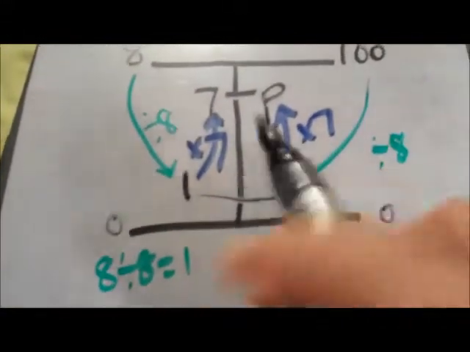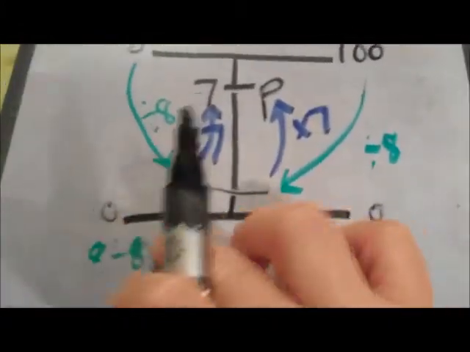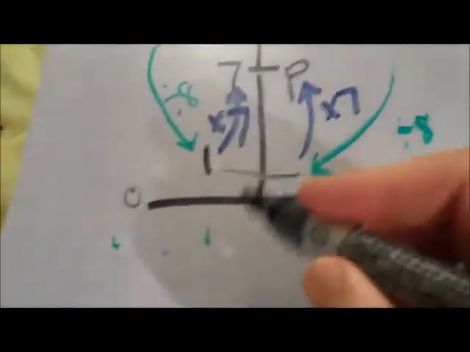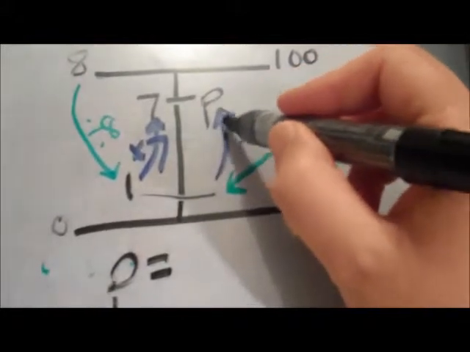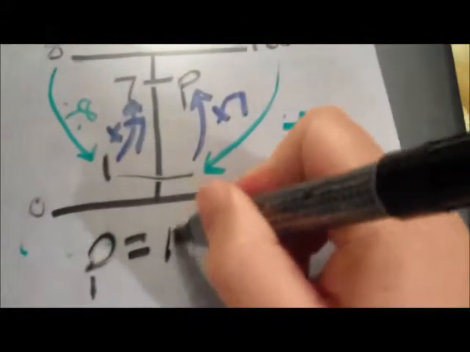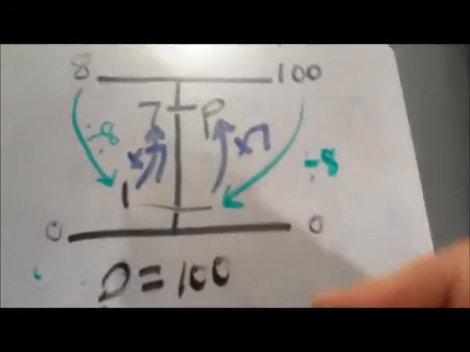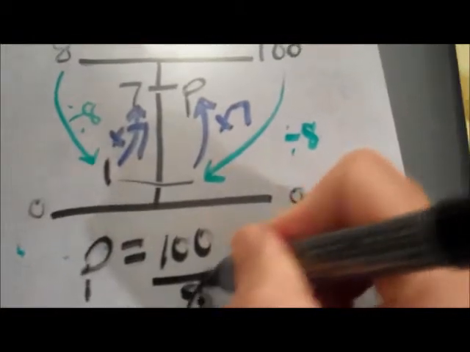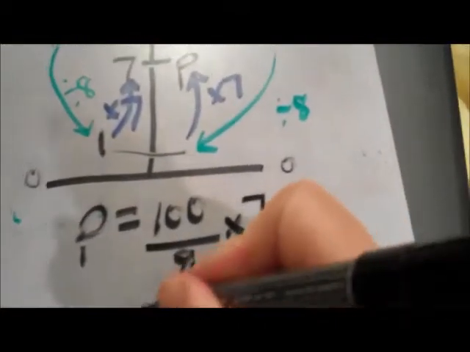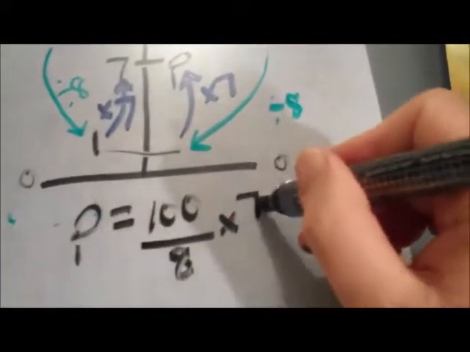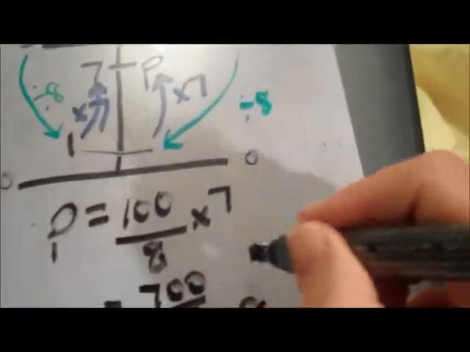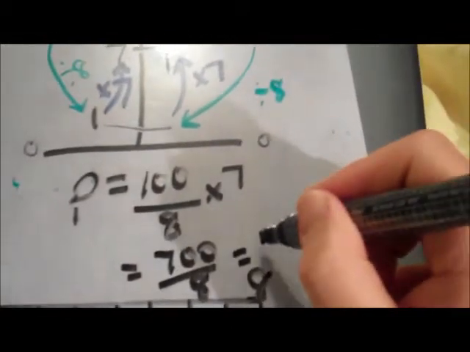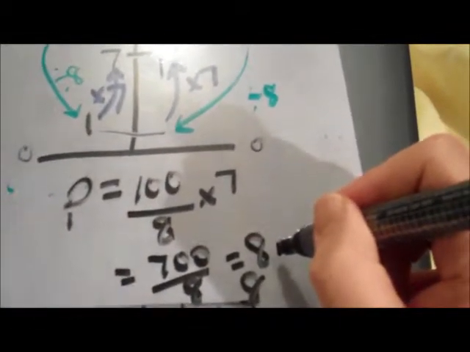So my answer is, let me make a bit of room, P equals, now let's follow the arrows back. I started at the 100. What happened to it on that green line? Well, it got divided by 8 and then multiplied by 7. So that is 100 divided by 8 multiplied by 7, which is 700 over 8. And you can either work that out or use your calculator and find the decimal equivalent for that.